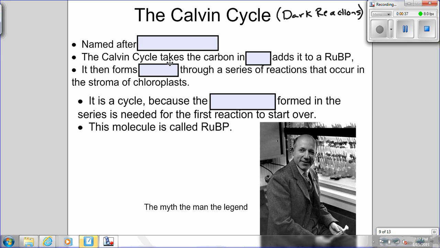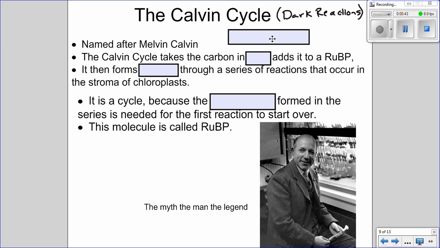The Kelvin cycle was named after the individual who discovered it, and his name was Melvin Kelvin. You can tell that his parents really loved him as a child.